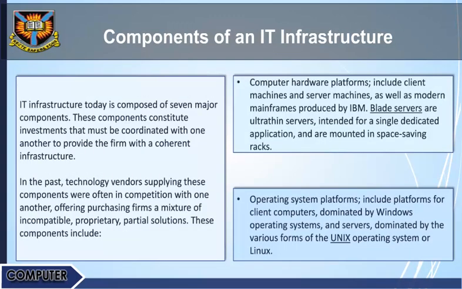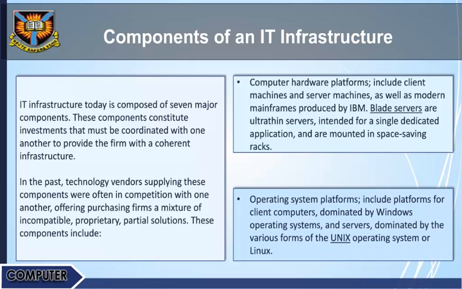Components of an IT infrastructure. IT infrastructure today is composed of 7 major components. These components constitute investment that must be coordinated with one another to provide the firm with a coherent infrastructure. In the past, technology vendors supplying these components were often in competition with one another, offering purchasing firms a mixture of incompatible, proprietary, partial solutions.